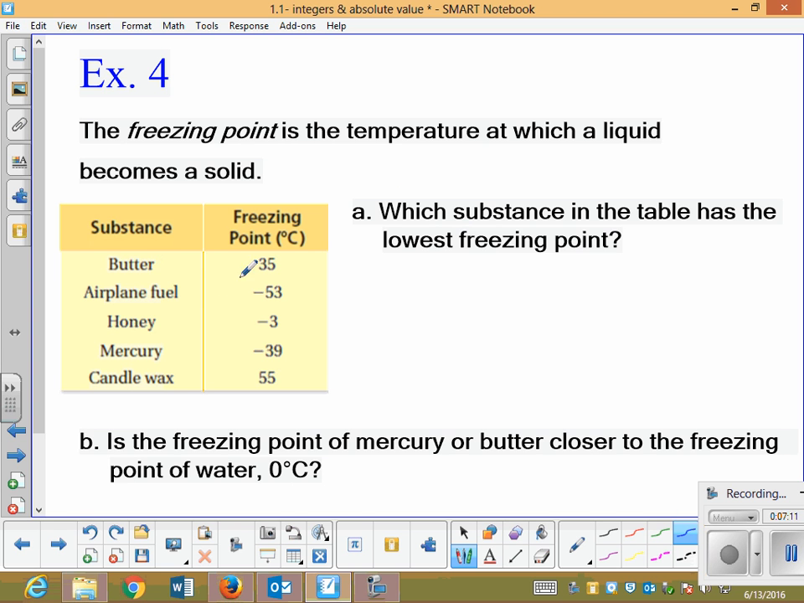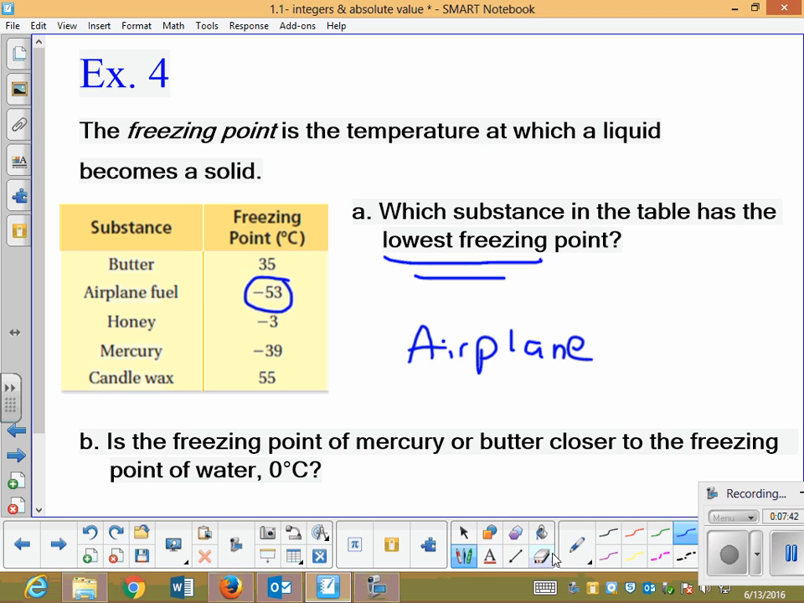So I'm going to go ahead and analyze all of my numbers, and I notice that the lowest number we have, that's going to be the coldest, is going to be airplane fuel. So since airplane fuel is at a negative 53, that's going to be the coldest temperature. So I'm going to say that negative 53 is going to be the lowest freezing point. So that's going to be airplane fuel. So I'll go ahead and put airplane fuel. So that will be for question A.